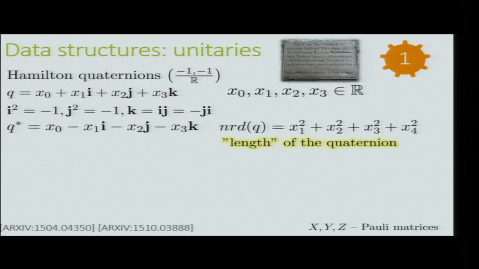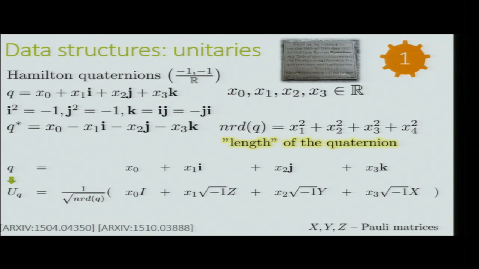There is an involution defined on quaternions called conjugation, and there is also a notion of length of a quaternion. Informally I can call it length, but it's the reduced norm of a quaternion, which is the sum of 4 squares of coordinates. The nice property of the reduced norm is that it's multiplicative: the reduced norm of 2 quaternions is the product of their reduced norms.